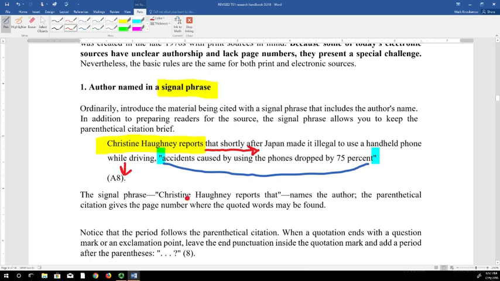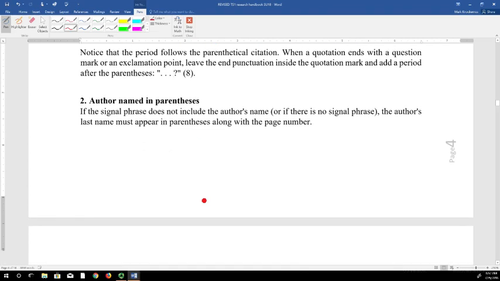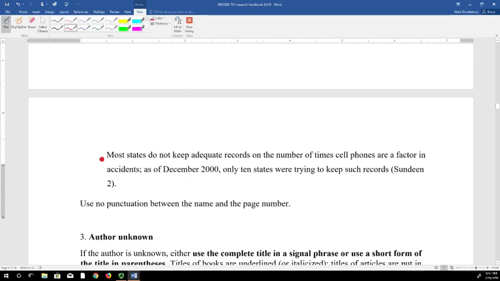Boom. Very good. So that's rule number 1. Now, rule number 2 is author named in parentheses. Right? Now, this is a little bit different, this example here. Most states do not keep adequate records on the number of times cell phones are a factor in accidents, such as December 2000. Only 10 states were trying to keep such records.